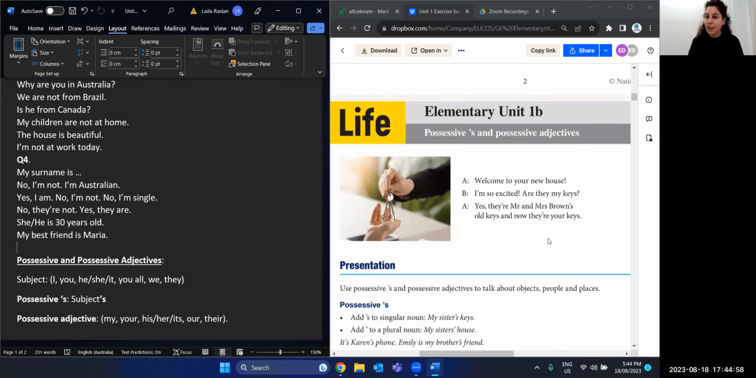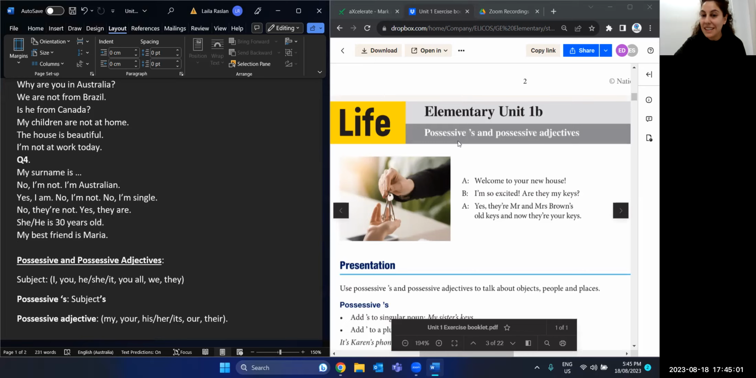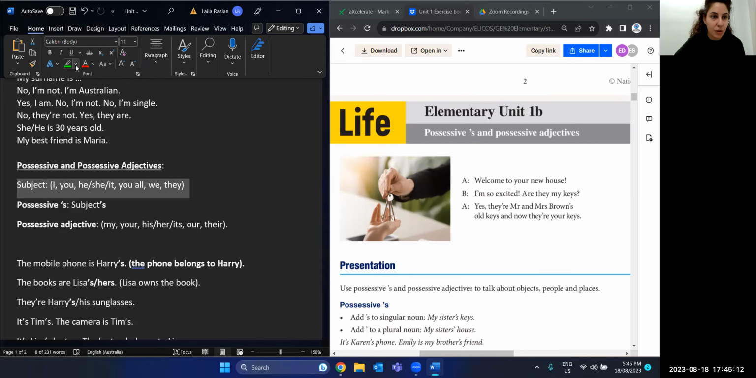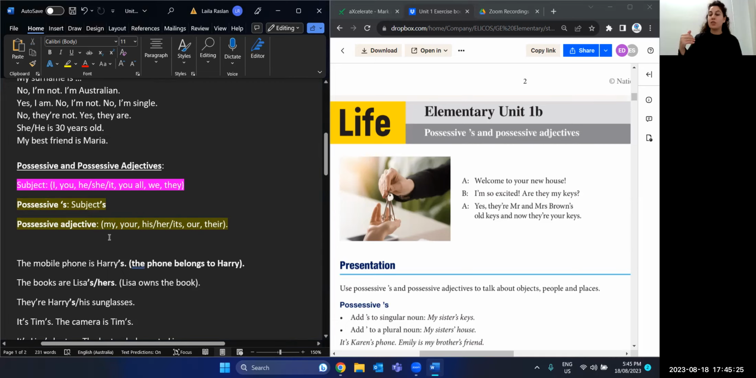So welcome to your new house. We're looking at possessive adjectives. So what does that mean? It's different to the subject. So remember we talked about the subject, I, you, he, she, it. But now we're talking about the possessive, which means we want to say we use this when we talk about a noun, not an action. So it's my house, your house, his house, her house, its house, our house, and their house.